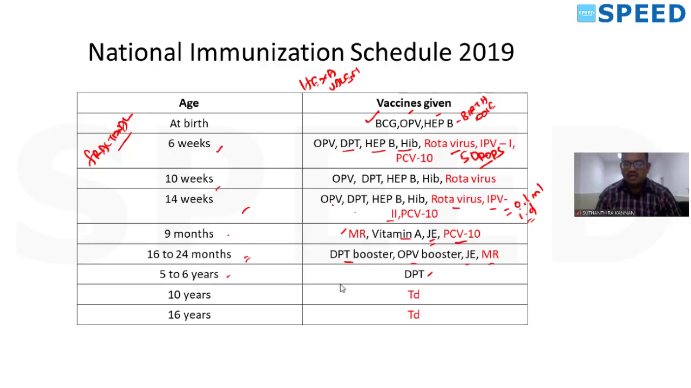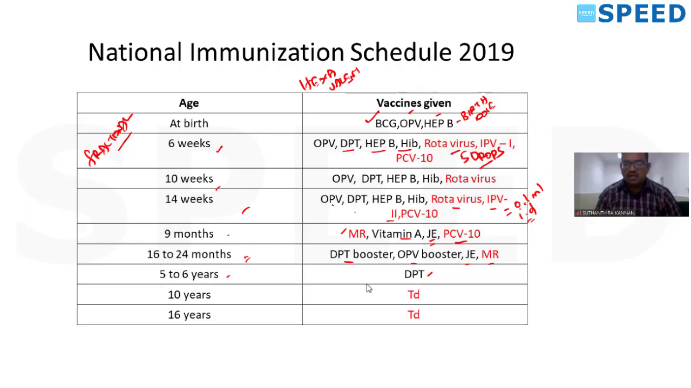At 5 to 6 years, DPT. At 10 years it was TT, now it is replaced by TD. So now we can discuss that. From this slide itself, we have got a lot of other topics related to that. The question asked in one of the All India questions is, what are the recently approved vaccines?